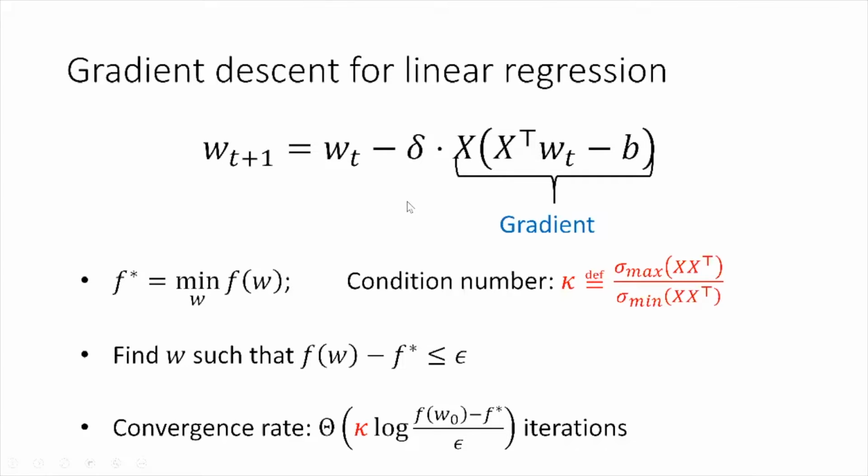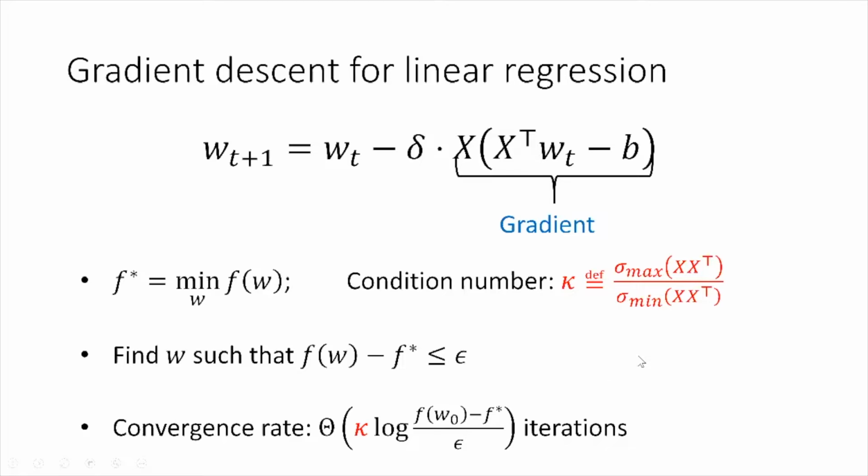So in order to state the performance guarantee of gradient descent for linear regression, we need to introduce a little bit of notation. So let f star be the minimizing value of the function f. Okay, and then we define the condition number of this problem as the ratio of the largest to smallest singular value of the matrix XX transpose. This is called the condition number. And if our goal is to find a W such that f of W minus f star is less than or equal to epsilon, right?